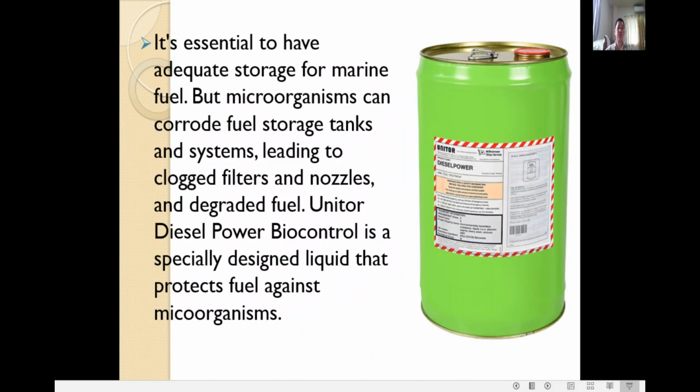Next, it's essential to have adequate storage for marine fuel, but microorganisms can corrode fuel storage tanks and systems, leading to clogged filters and nozzles and degrade fuel. So Unitor diesel power biocontrol is a specially designed liquid that protects fuel against microorganisms. So this is diesel power biocontrol. It protects the fuel against microorganisms. So it kills the microbial growth. It kills the microorganism. Diesel power. So I ordered this one when I was on board the ship.